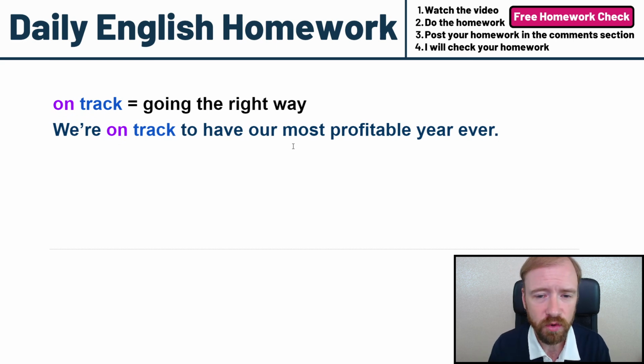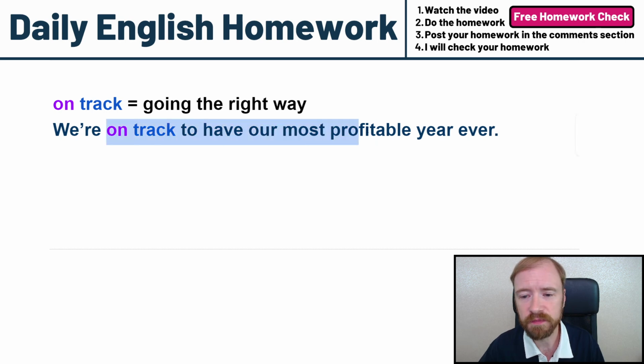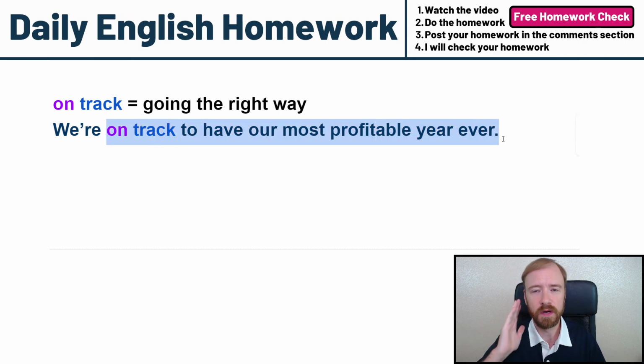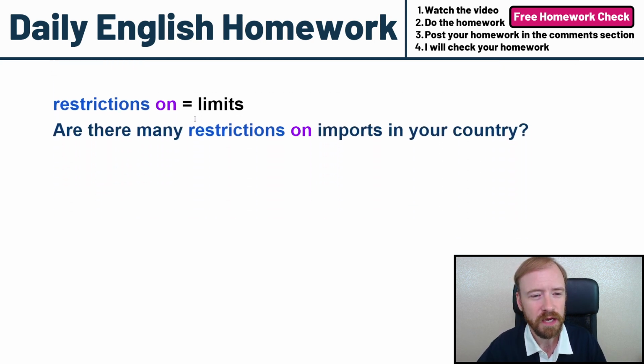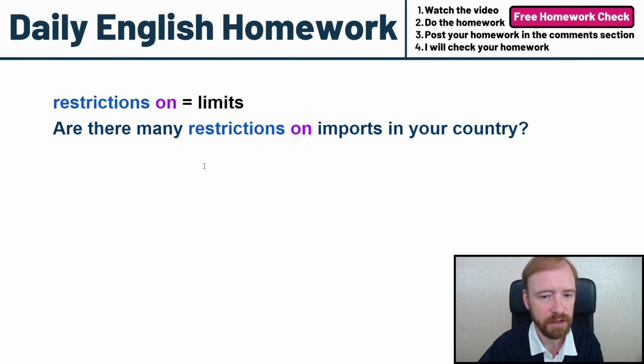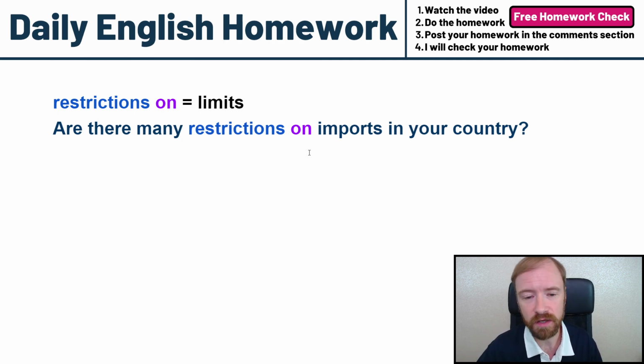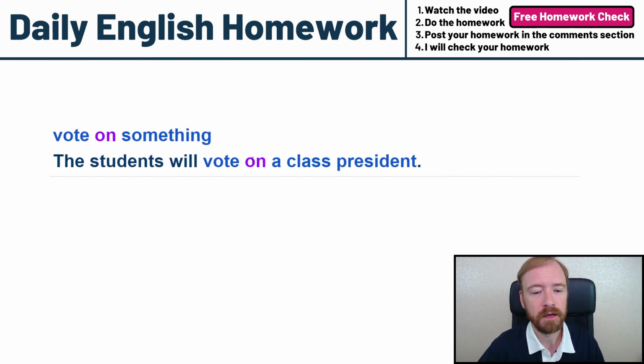On track kind of means you're going the right way. We're on track to have our most profitable year ever. So we're going that way. It looks like it. We're on track. It's going to happen. Restrictions on. These are limits. Are there many restrictions on imports in your country? Are there many limits to the imports in your country? Restrictions on. We saw this a few times, and I'm just going to bring it up again. You vote on something. The students will vote on a class president.